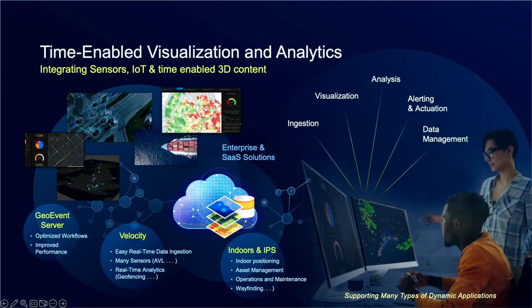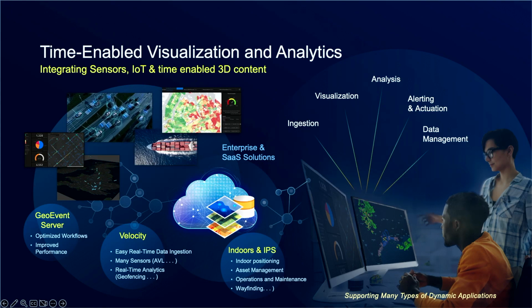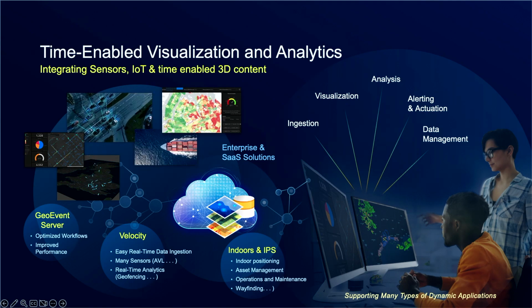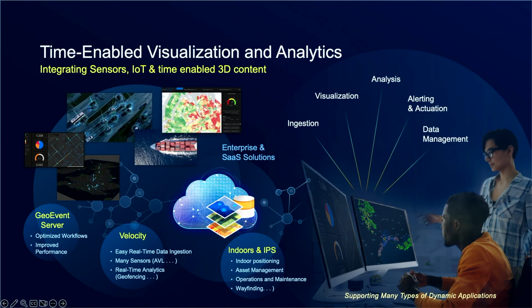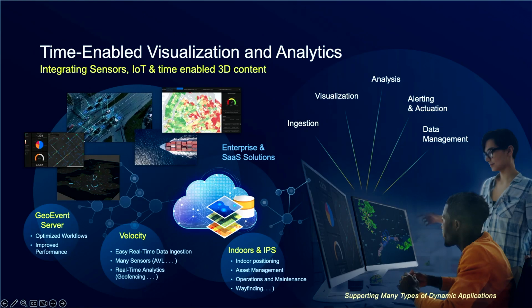The other thing is that once we bring this information into our scenes and connect sensor information, you see them live on screen, but we need to store them in our databases as well. So we have GeoEvent Server, we have Velocity, and Indoors and IPS as the tools that are looking after time or position of assets throughout time.